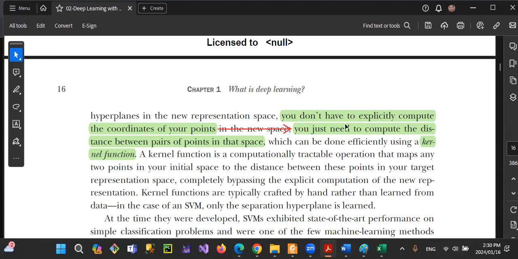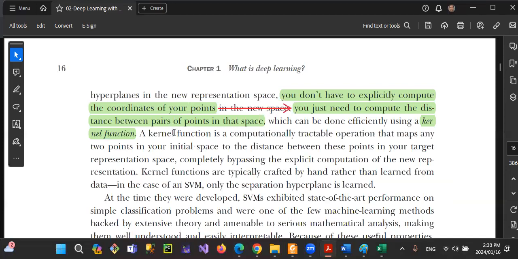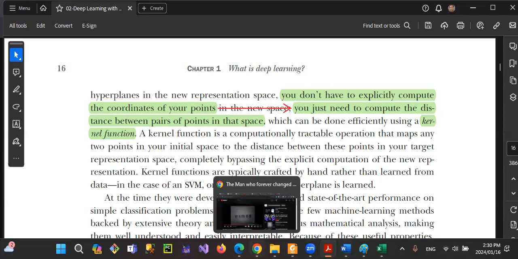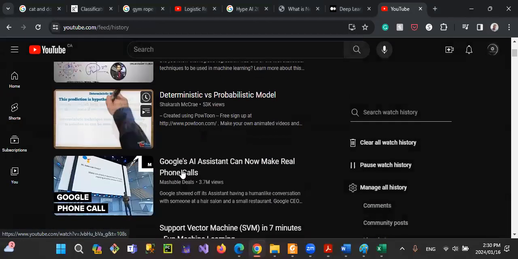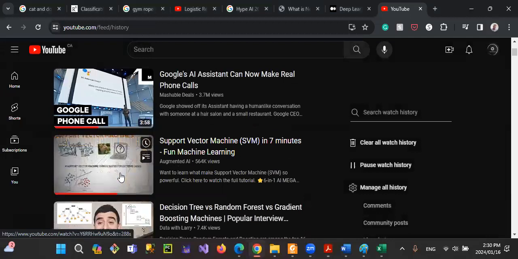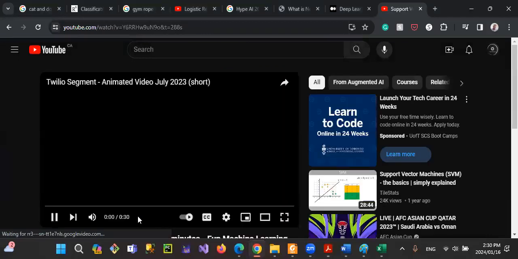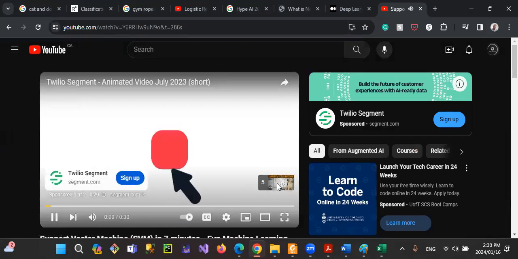So as I mentioned, you don't have to explicitly compute the coordinate of your points, but you just need to compute the distances between pair of points. That's one of the issues, how you can find those, and you use a kernel trick. Is something, and if you see it, picture it, it's going to be something different. So look at this one, SVM. We're going to just watch the first few seconds of it.